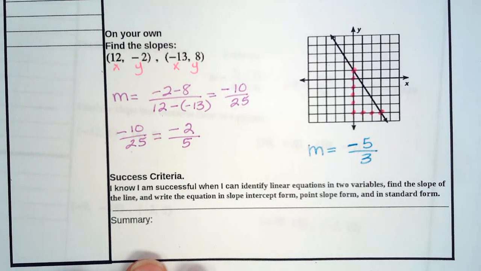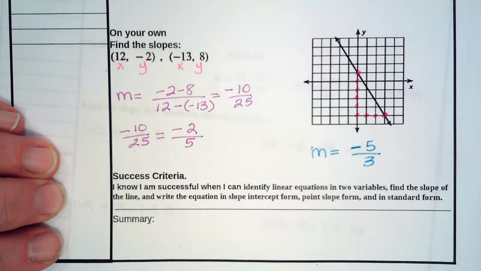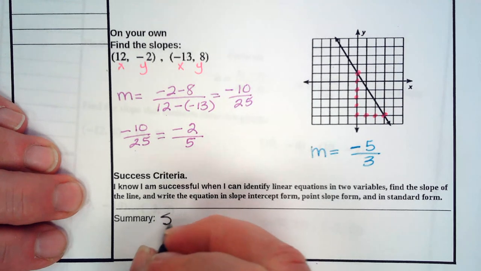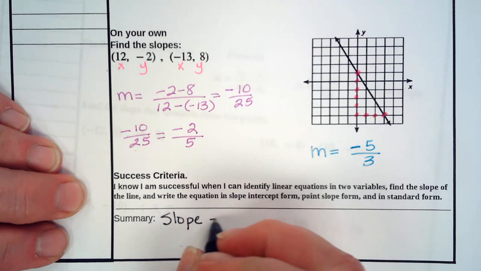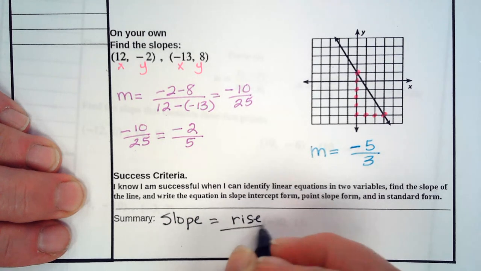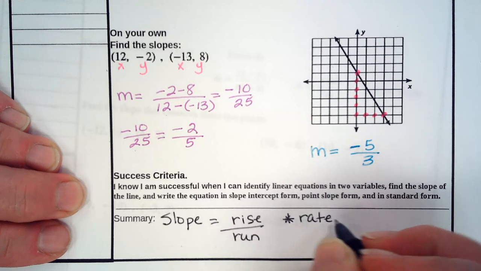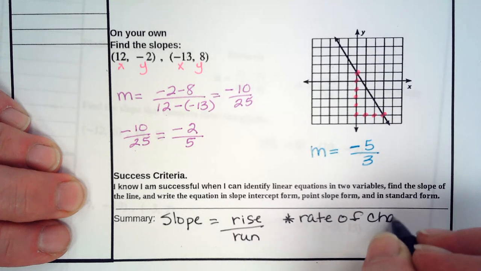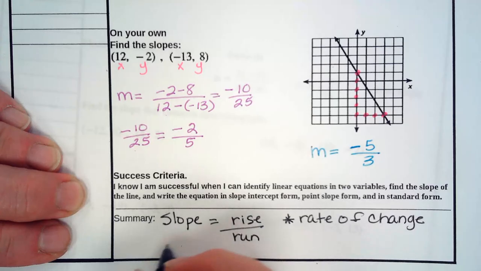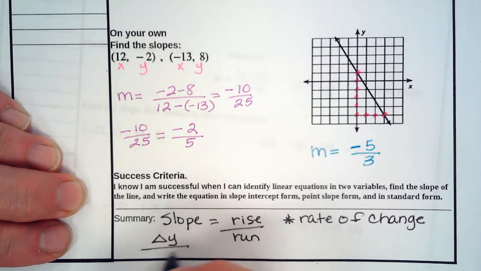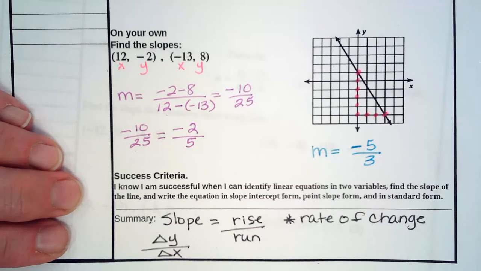You know that you are successful when you can identify linear equations in two variables, find the slope of the line, and write the equation in slope-intercept form, point-slope form, and in standard form. So today is simply slope, which is rise over run. It could be called the rate of change. And you find it by taking the change in y over the change in x, delta y over delta x.